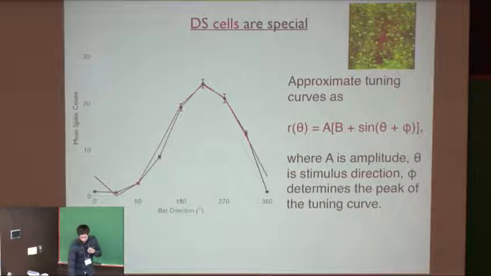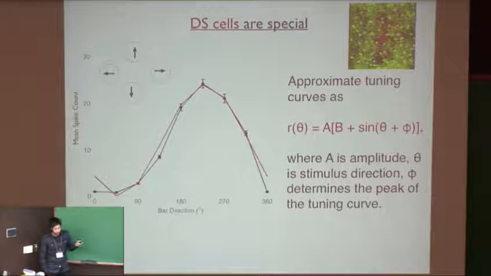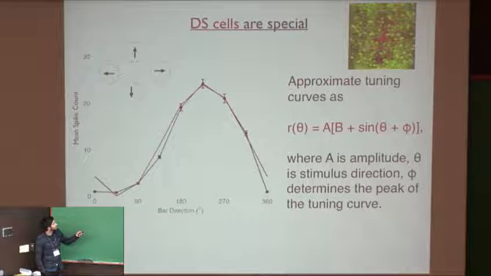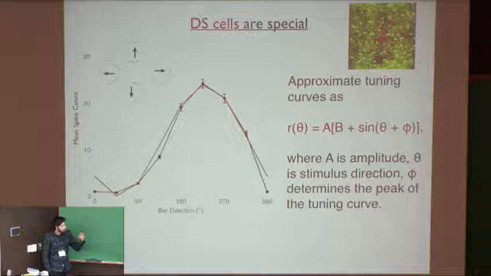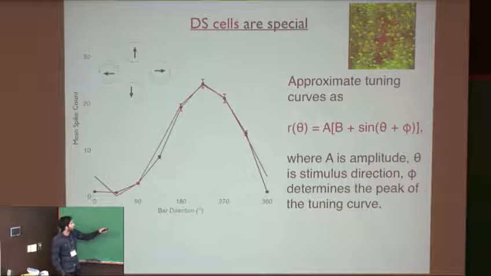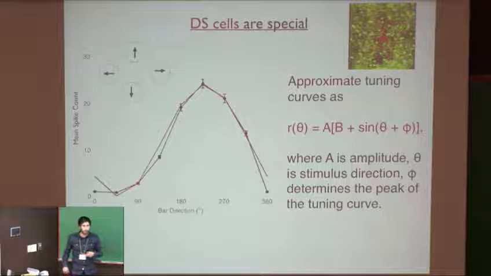And the amazing thing about the direction-selective cells, and this is a discovery that goes back to Barlow in the 60s, is that they come in 4 subtypes. Each subtype has a preferred direction in one of the 4 cardinal directions. So you have up-selective, down-selective, left and right-selective DS cells, but none that are northwest selective, for example.